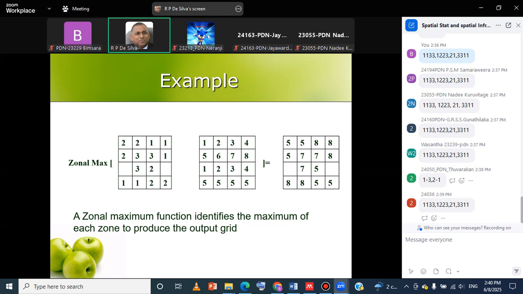Right. Since some of you got it wrong, can you try now zonal, not max, not min, zonal range? Just send me through chat what is the range value for zone 1, zone 2, and zone 3. I'll give you a minute.